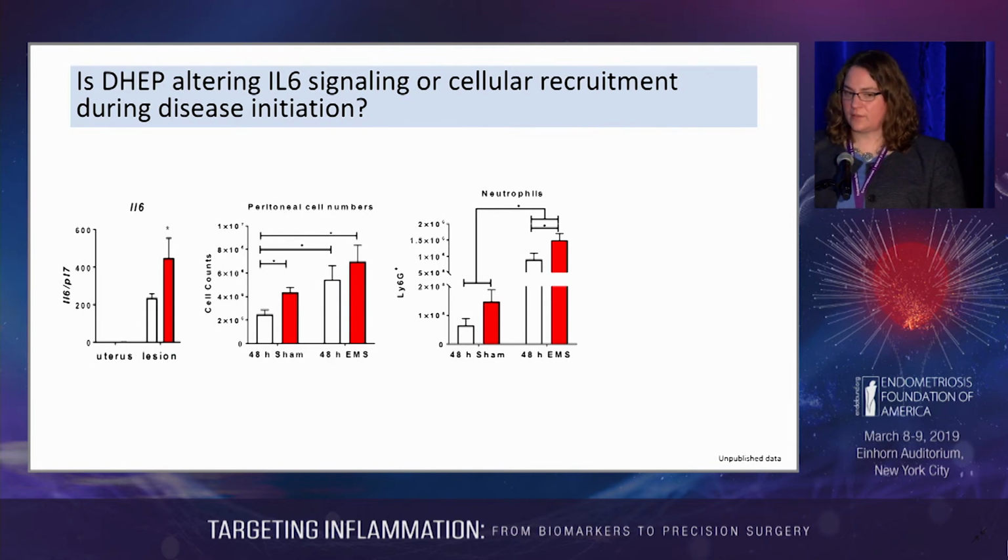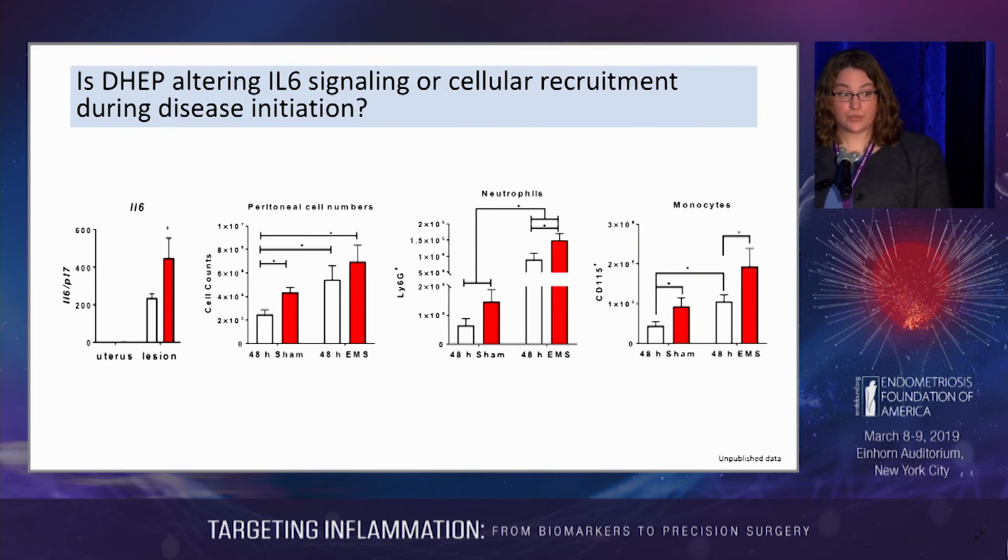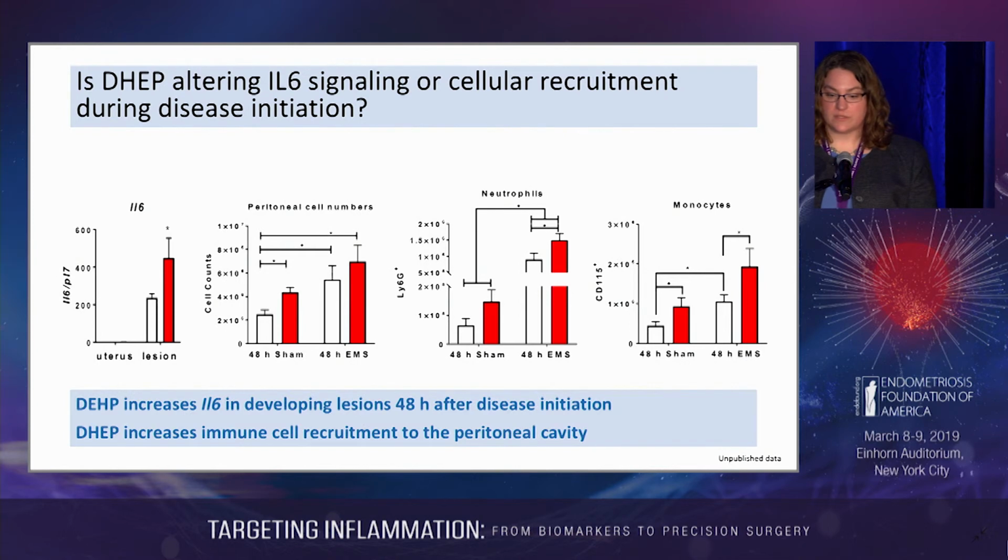Also, data that is somewhat too preliminary to go into detail with the macrophages, but I'm just going to show you the monocytes, because the monocytes are typically the monocyte-derived macrophages that lead to these cell types. So we're looking just at CD115, and we're again seeing very similar trends to what we saw with the neutrophils, suggesting that there's a high potential that both of these are being misregulated and important in these lesion developments.